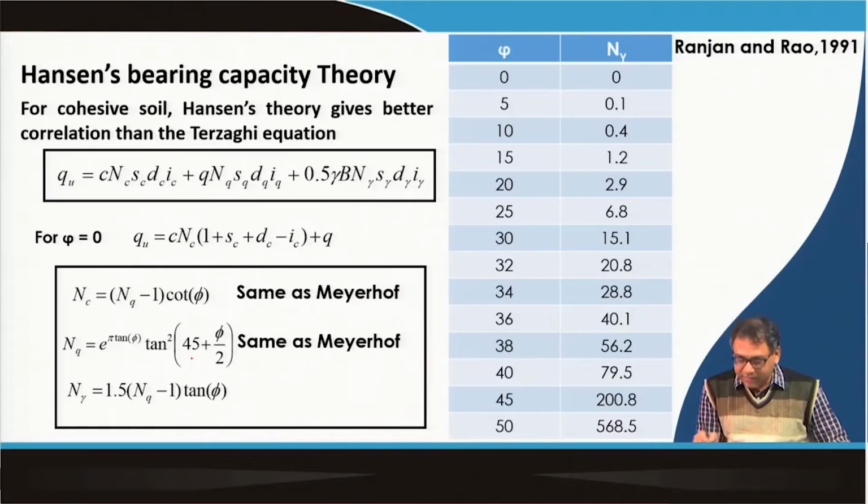That N gamma value is given in this table, and remember that for phi equal to 0, this will be the equation, because NC times 1 plus SC plus DC minus IC plus Q. In the previous equation Q0 is mentioned, here it is Q, but in both cases, whether it is Q or Q0, it is gamma into DF, that means the surcharge.